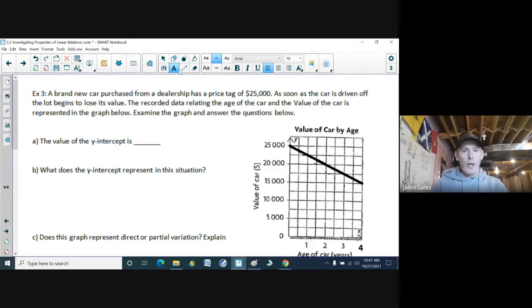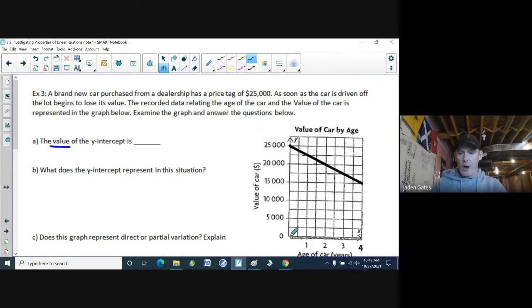All right, so here we go. Once again, we're looking for the value of the y-intercept. So again, that's where our line, we have our y-axis here. It's even labeled. And there's our x-axis. And so I look where our line hits the y-axis. And in fact, it's at 25,000. Big number.